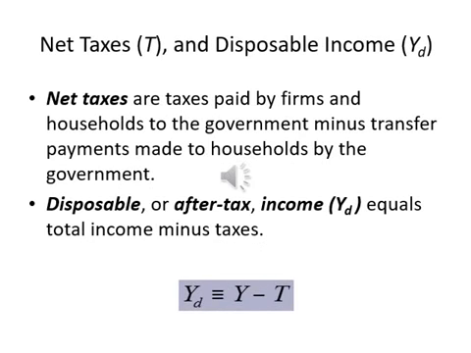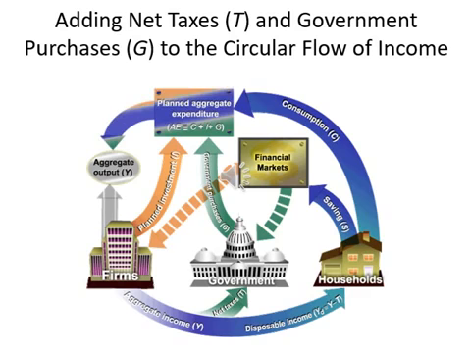Net taxes are taxes paid by firms and households to the government minus transfer payments made to households by the government. Disposable, or after-tax, income, YD, equals total income minus taxes. Adding net taxes, T, and government purchases, G, to the circular flow of income.